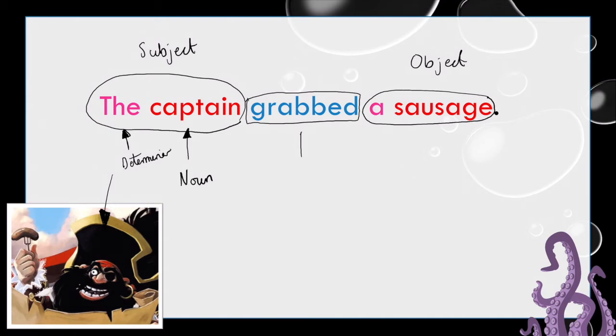This is the verb. The verb is the thing that is happening in this sentence. And what is happening? Well, there's some grabbing going on. So this very basic sentence has got a subject, the captain, doing something, a verb, grabbing, and in this case, to something else, an object, which is the sausage. The captain grabbed a sausage.